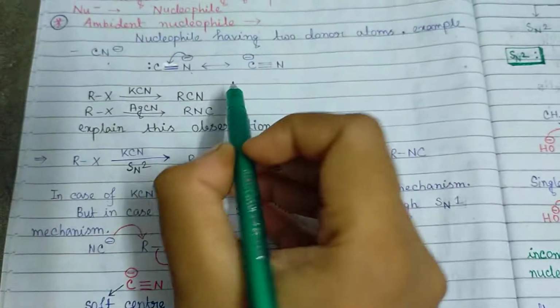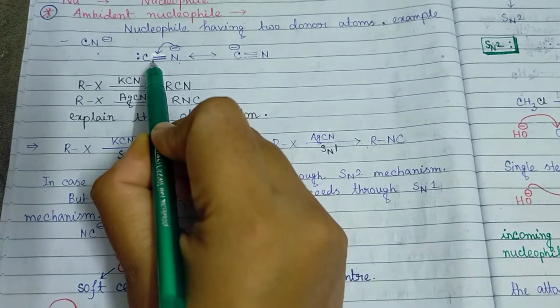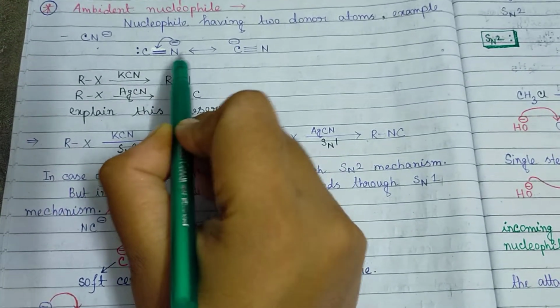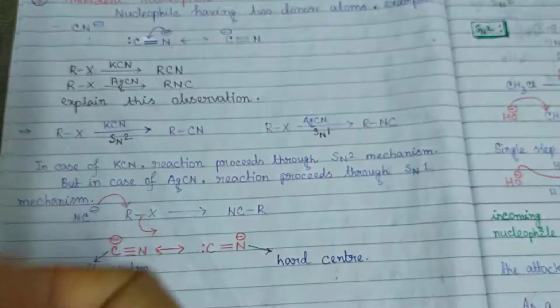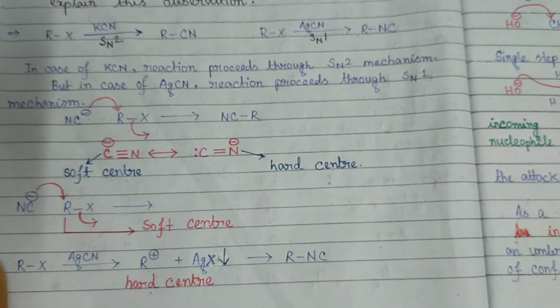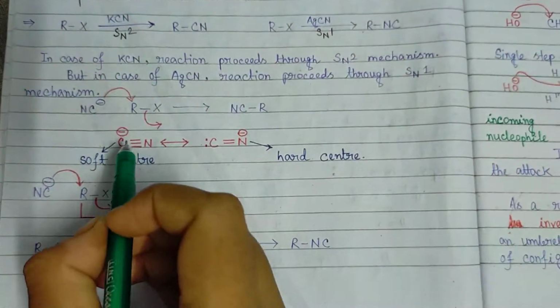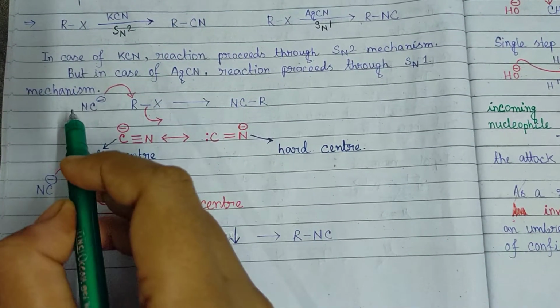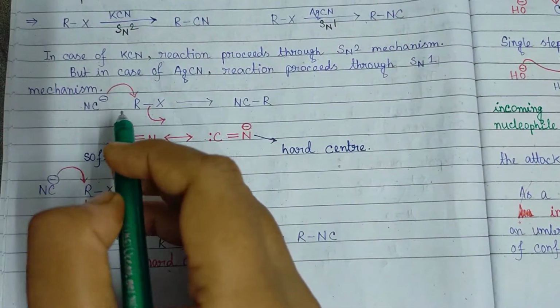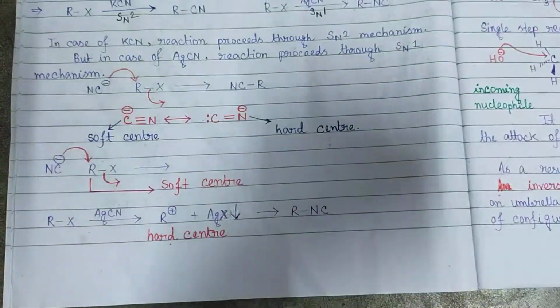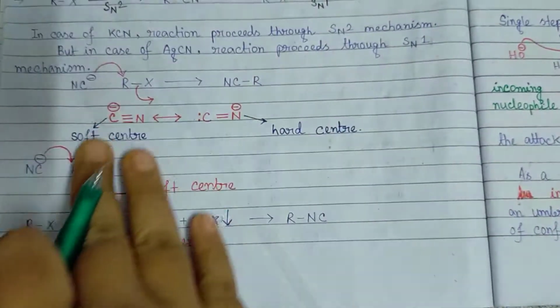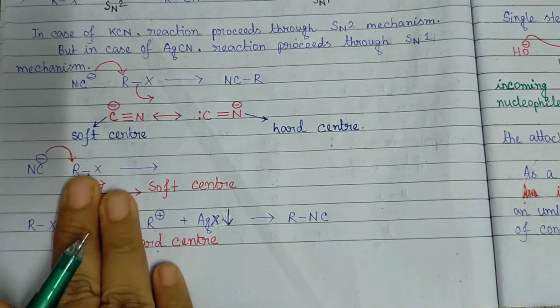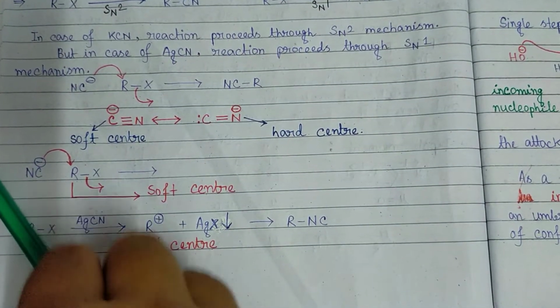Now we can see that there are two centers, carbon and nitrogen, both can have the negative charge and both can act as the donor atom. Then why is only the carbon attacking here to the R group, not the nitrogen? That will be answered by the principle known as the soft hard acid base principle. What does this principle say?